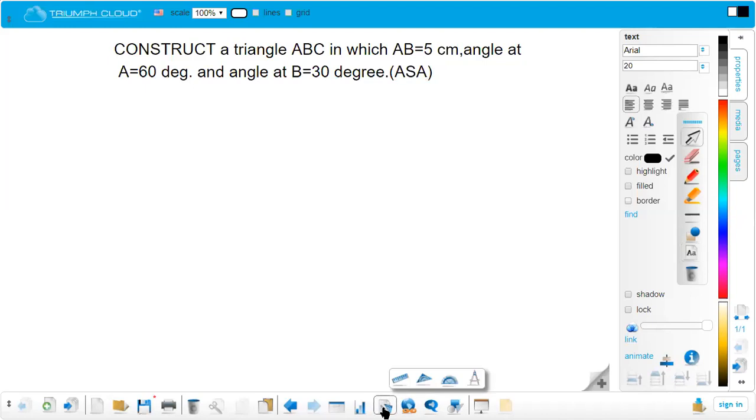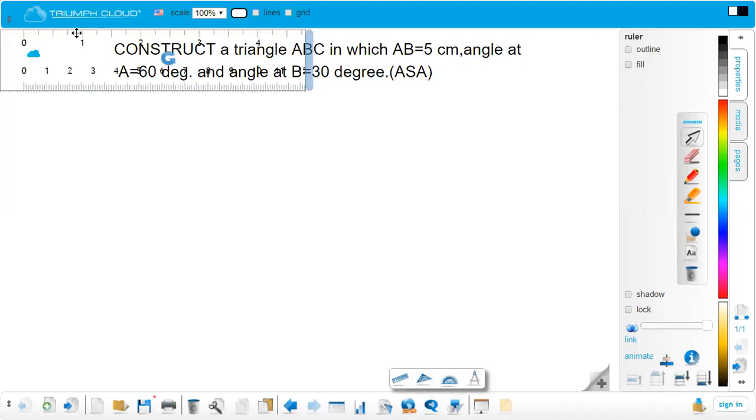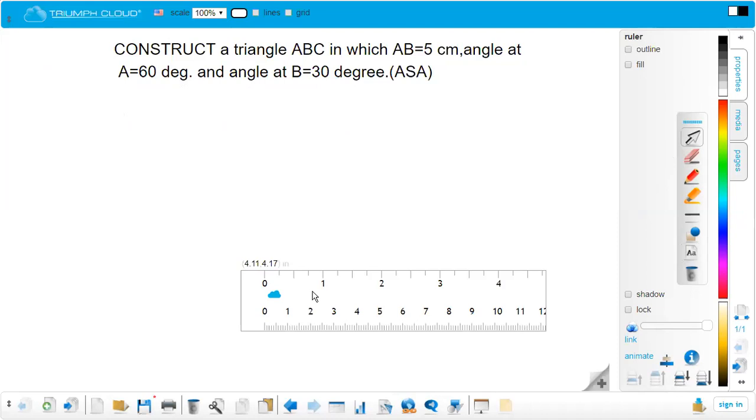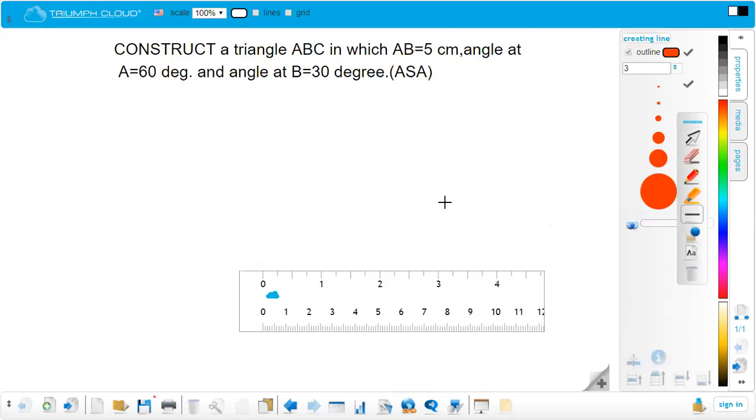We need the ruler. Let me take the ruler here. Okay, this is the ruler. And it is just how much? This is 5 centimeter long. Okay, let me draw the line of 5 centimeter. Okay, this is just the 5 centimeter length line segment. Let me mark the end points also. Let's say this is A and this end point is B.